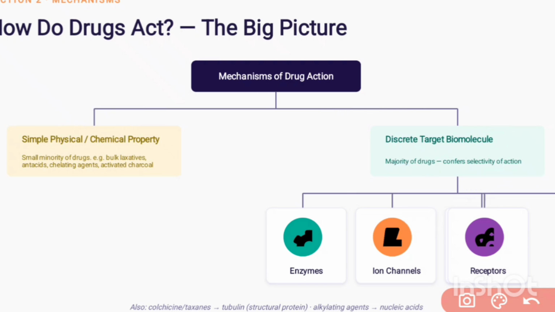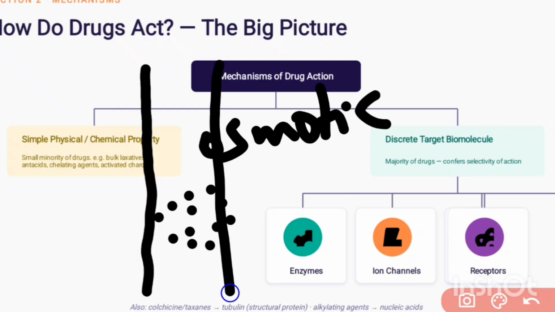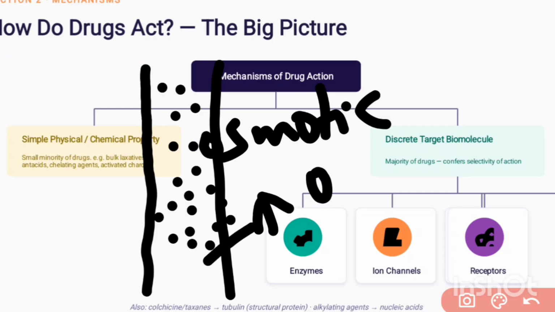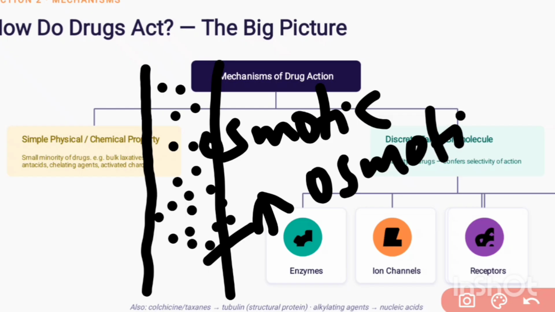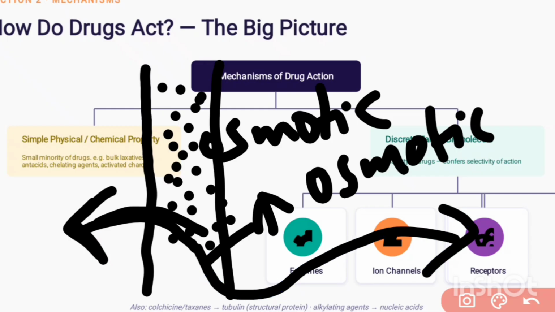If you take osmotic diuretics, what are they? They are insoluble solutes. Mannitol is a solute, it is non-absorbable, so it stays within the tubular fluid itself and increases the osmotic pressure of the tubular fluid. How does the water move? Water moves from low osmotic pressure to high osmotic pressure. If the osmotic pressure of the renal tubule is increased, reabsorption does not take place. In this way it increases the urine output. So these are the examples.